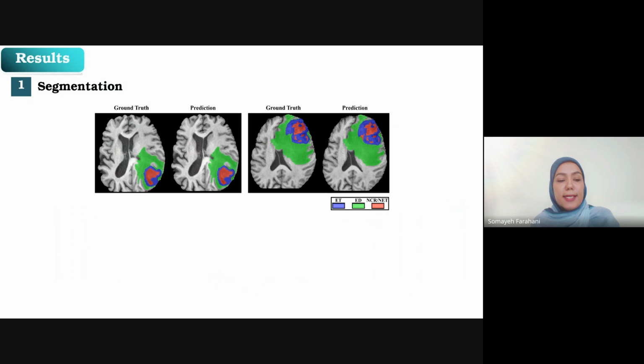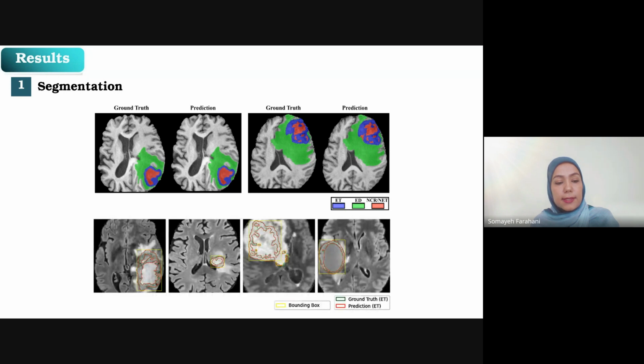Okay, here you can see the segmented subregions generated by our model overlaid on the FLAIR scans, compared to the ground truth. And this image specifically shows one subregion, enhancing tumor, with the red line, compared to the ground truth in green, with the yellow bounding boxes around them.